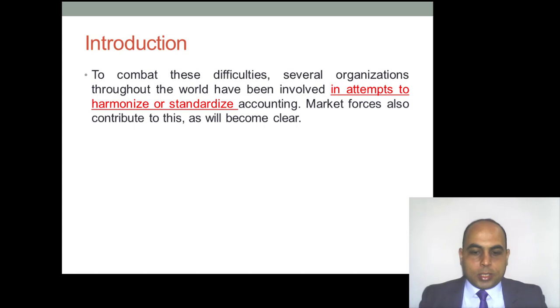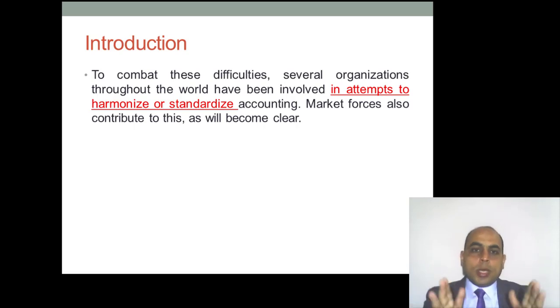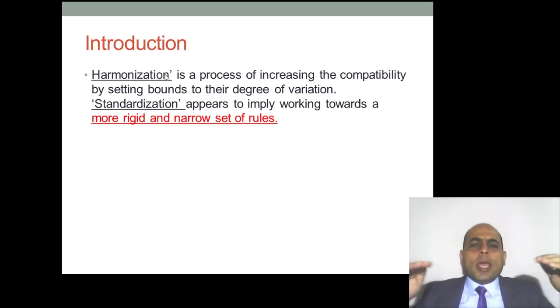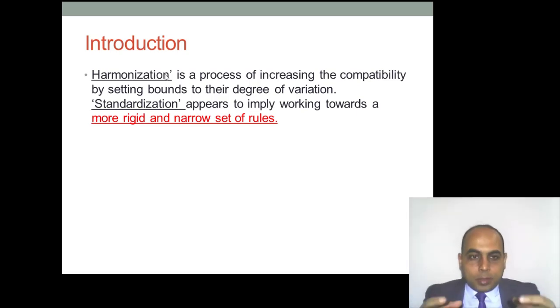Right now we have to prepare consolidated financial statements. Still we have great complications when we prepare them because of the reasons that we have discussed. So the point is we have to minimize the differences between countries, or between the rules of the countries, to prepare our financial statements. For that, in this chapter we are going to discuss the main point: harmonization. Harmonization is a process of increasing compatibility by setting bounds to their degree of variation. In other words, we aim to minimize the differences between the countries, between the rules of preparing financial statements. When we minimize the differences, that means we are going to standardize the process of preparing financial statements.